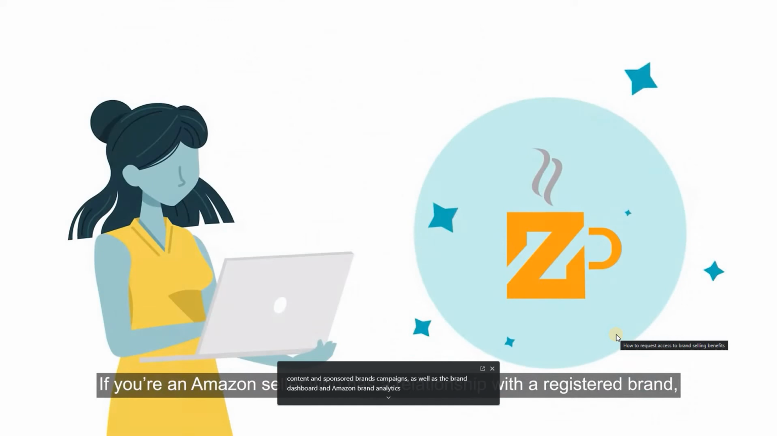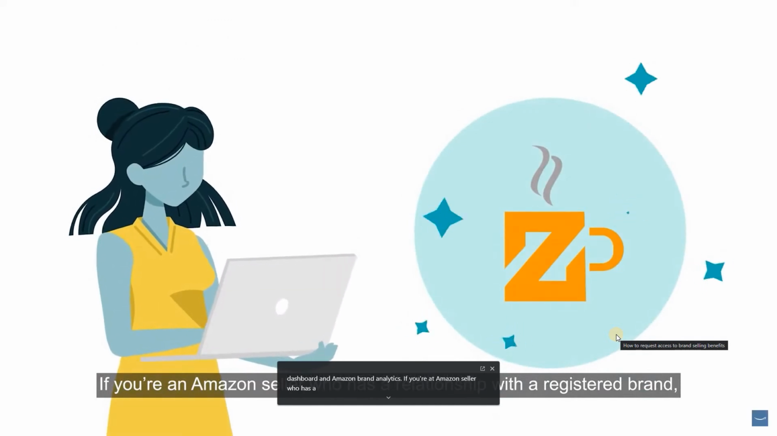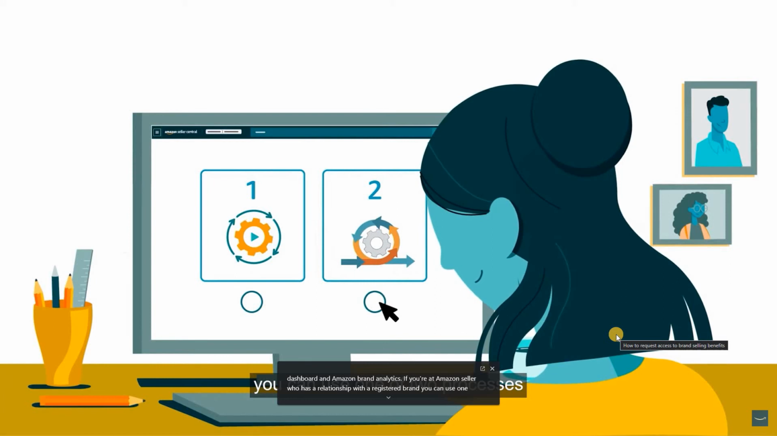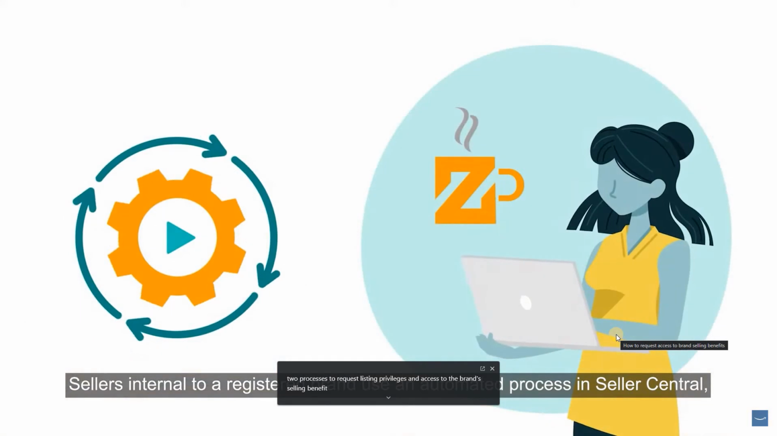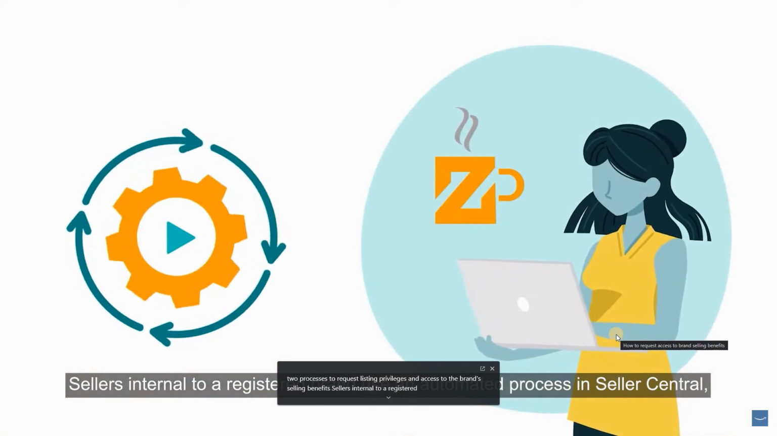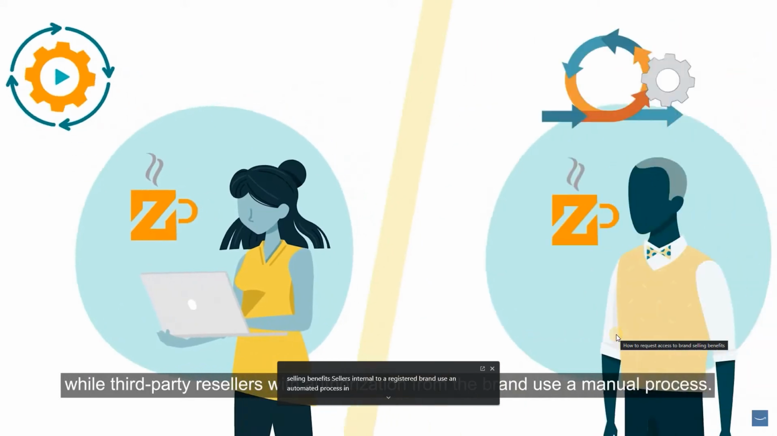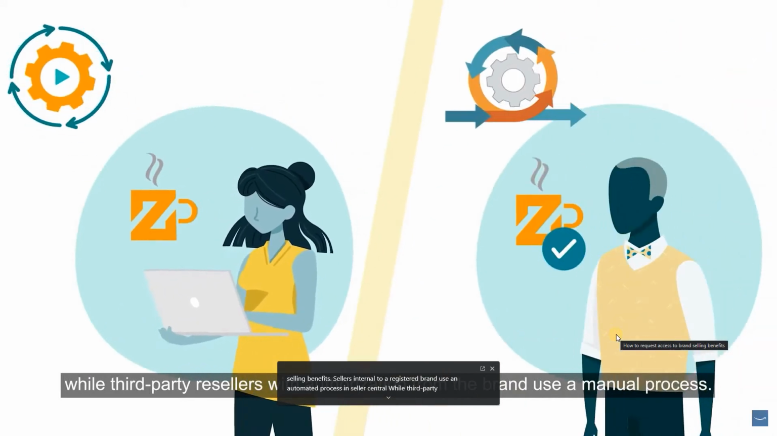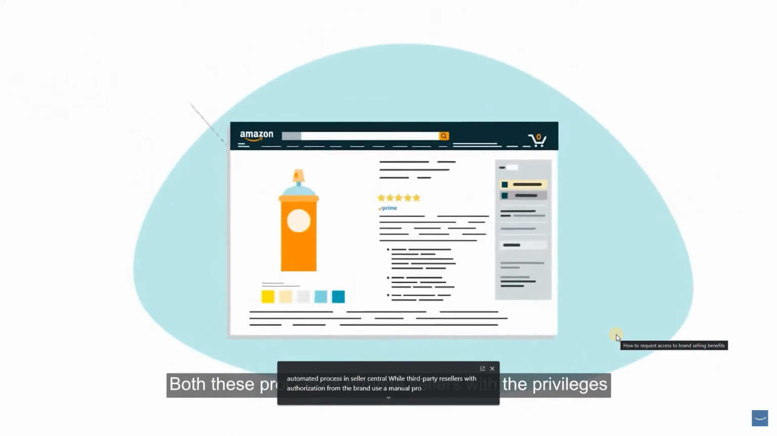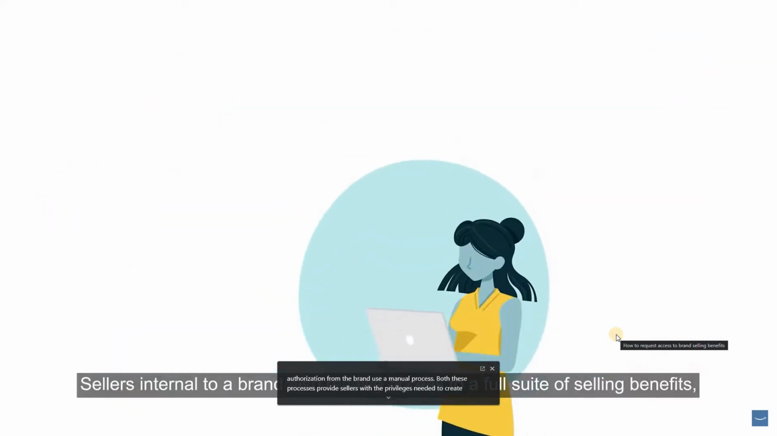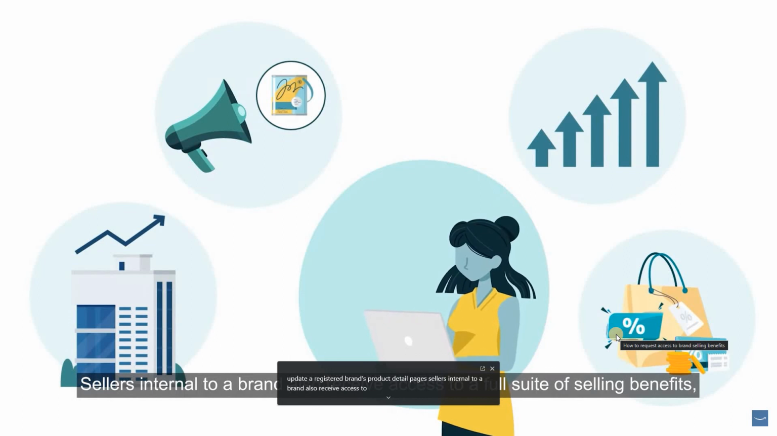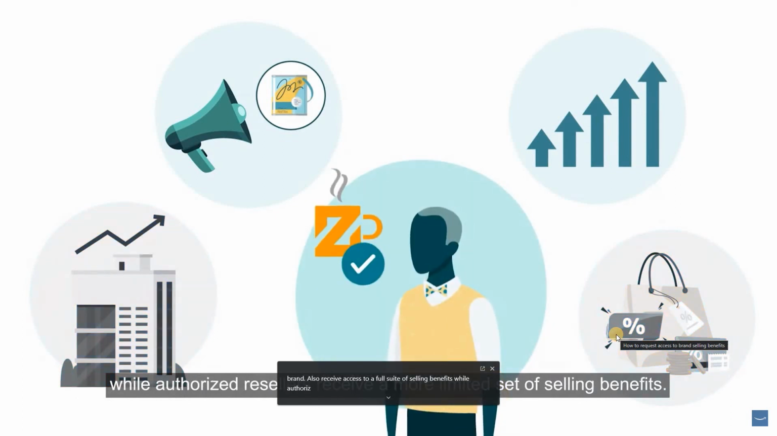If you're an Amazon seller who has a relationship with a registered brand, you can use one of 2 processes to request listing privileges and access to the brand's selling benefits. Sellers internal to a registered brand use an automated process in Seller Central, while third-party resellers with authorization from the brand use a manual process. Both these processes provide sellers with the privileges needed to create and update a registered brand's product detail pages. Sellers internal to a brand also receive access to a full suite of selling benefits, while authorized resellers receive a more limited set of selling benefits.